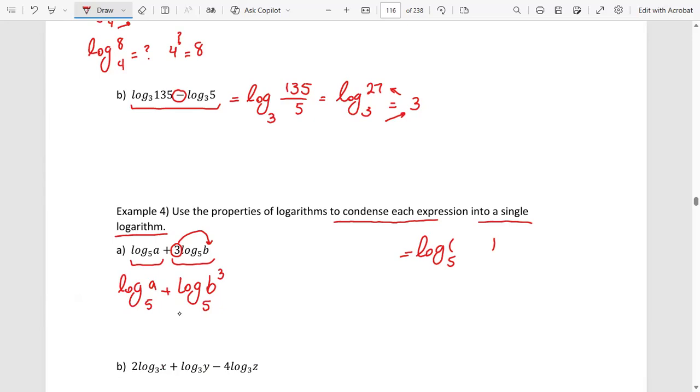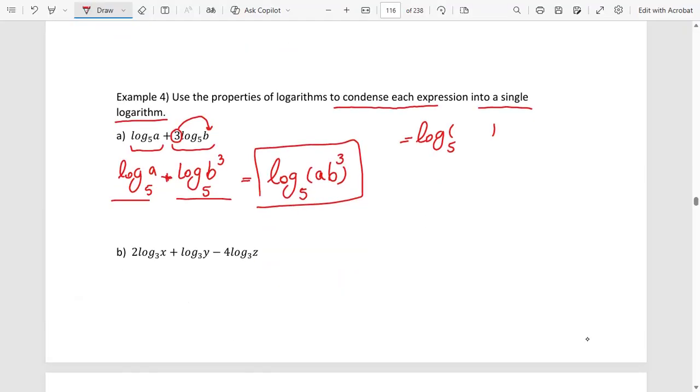Now you see I have two logs that are adding together. No number there. I can use the product rule. And if I use the product rule, I can just write one single log, and then based on the product rule, multiply those together, a and b to the third power. Multiply them together. That's it. Now I have my final answer as one single log. I combine them together.